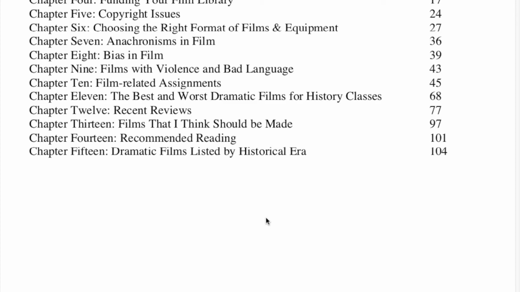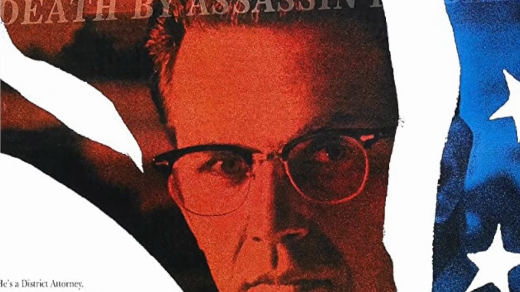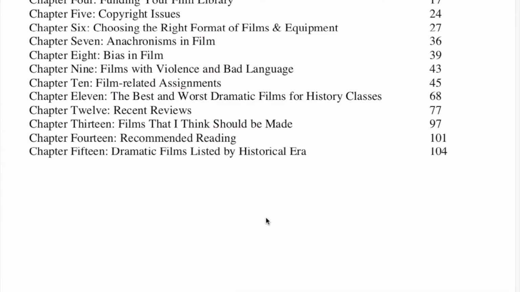Chapter 8 is very important because it talks about bias in film. Many times filmmakers have their own hidden agenda when they're making a movie for entertainment and they don't really care about historical accuracy. So it's very important to show students films from different viewpoints and to help them to recognize when a film is in fact biased.